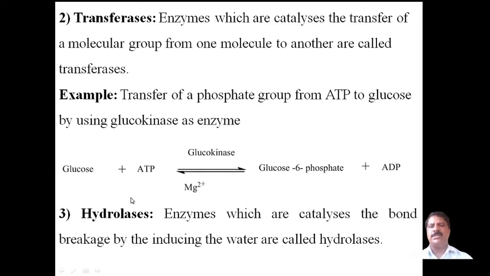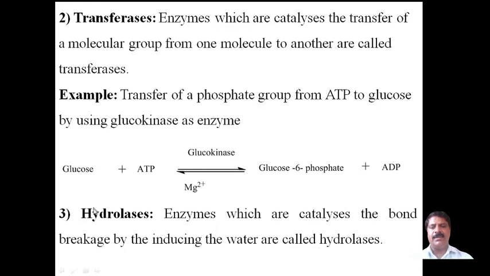Then the third type of enzymes is hydrolases. Hydrolases are another type of enzymes. Here the enzymes catalyze bond breakage. Enzymes which catalyze bond breakage by introducing water are called hydrolases.